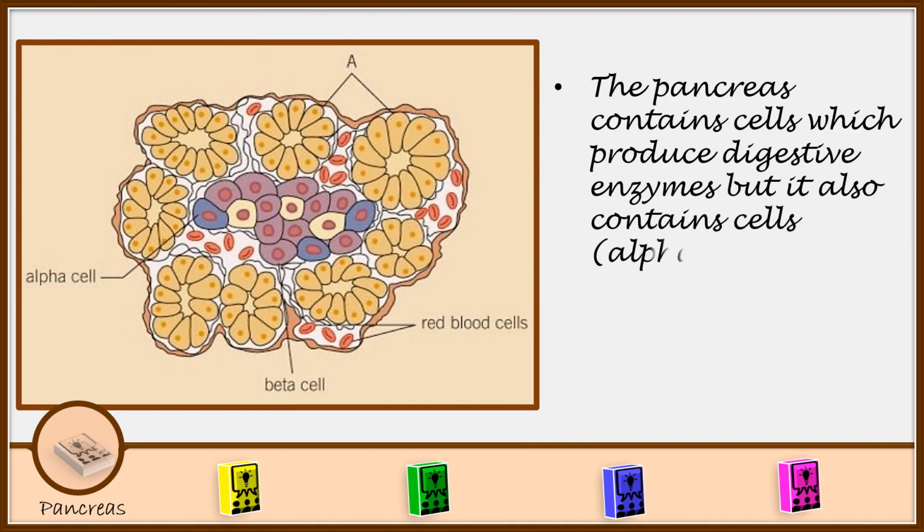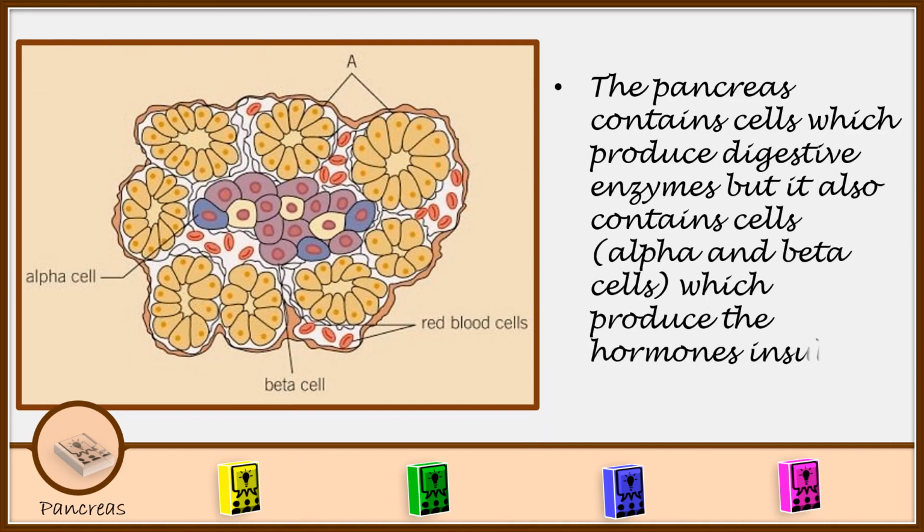So now we go to the pancreas. The pancreas contains cells which produce digestive enzymes, but it also contains other cells. Those are the alpha and beta cells. And these ones, they produce the hormones insulin and glucagon.